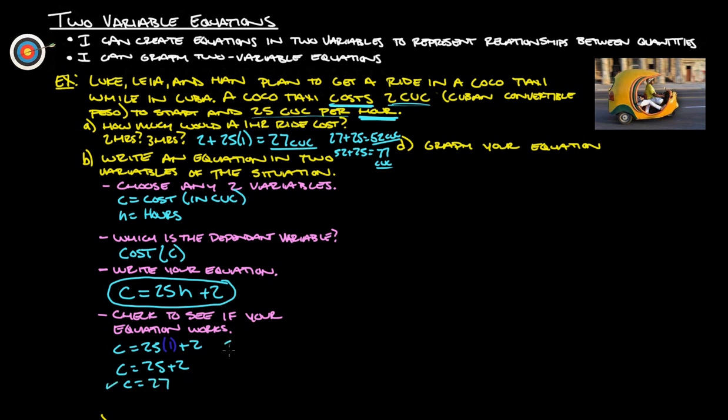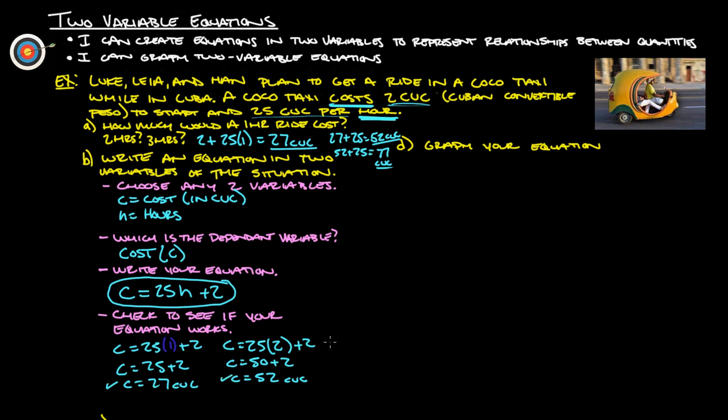Let's try it for 2. C equals 25 times, let's just plug it straight in. Now we're at 2 plus 2. So C equals 50 plus 2. So that's 52 CUC, which is what we got up here. So that one works as well.